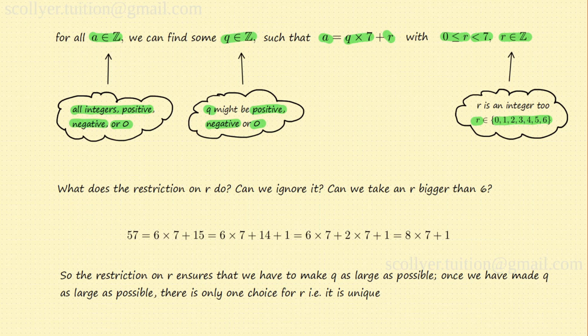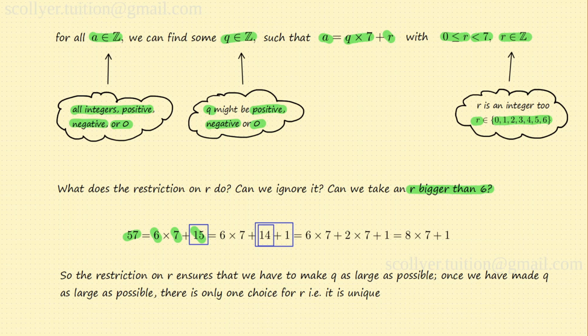Now, why do we have this restriction on r? Could we not take an r bigger than 6? Well, the answer to that is yes. So, for example, we can create 57 from 7 by multiplying it by 6 and adding 15, which is greater than 6. We can note that we can take 15 and break that down into 14 plus 1.